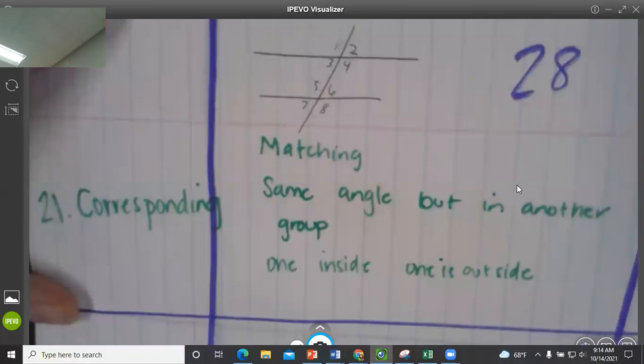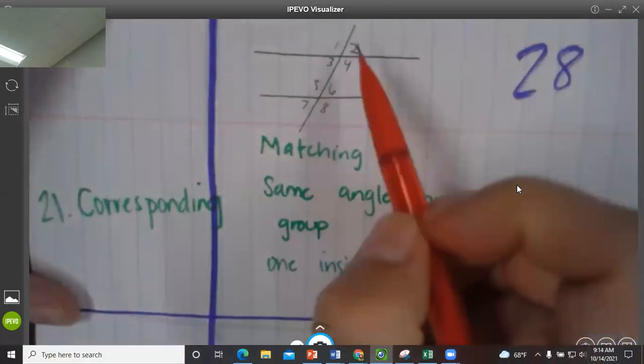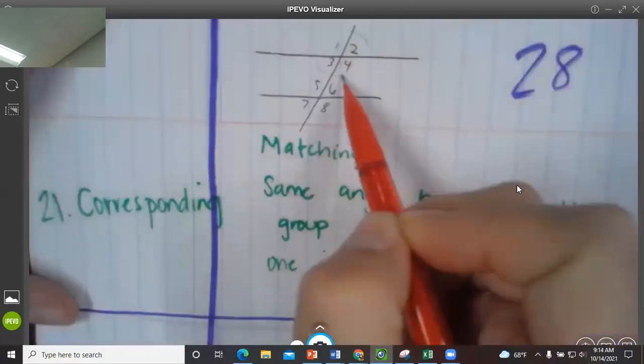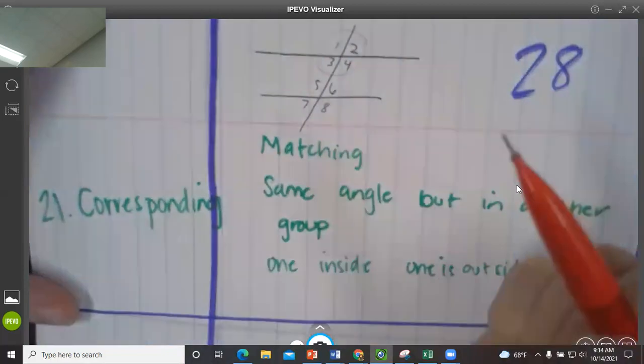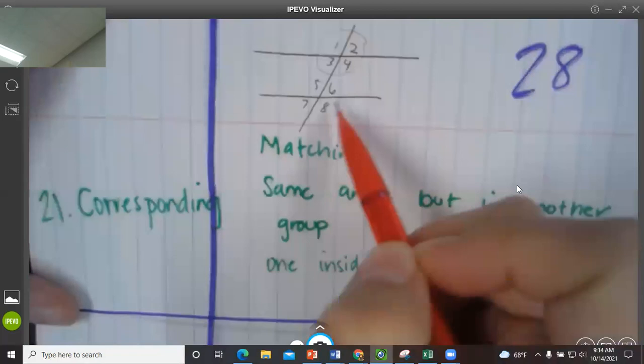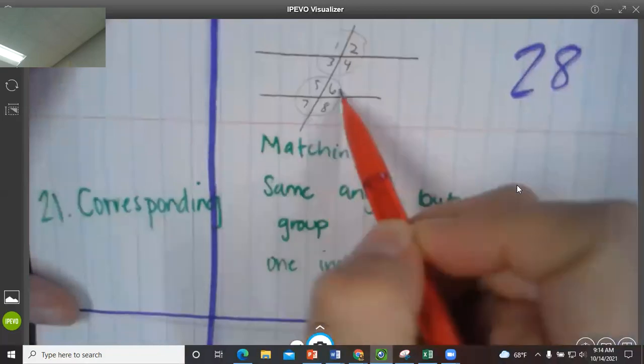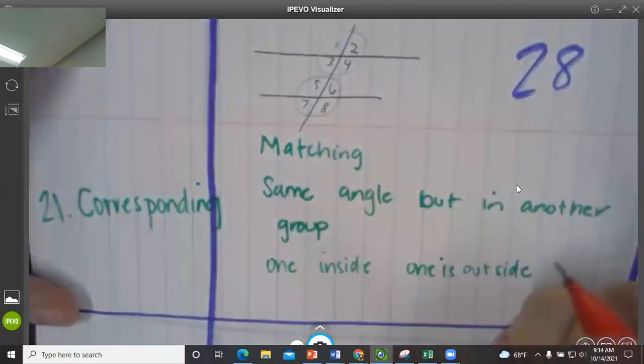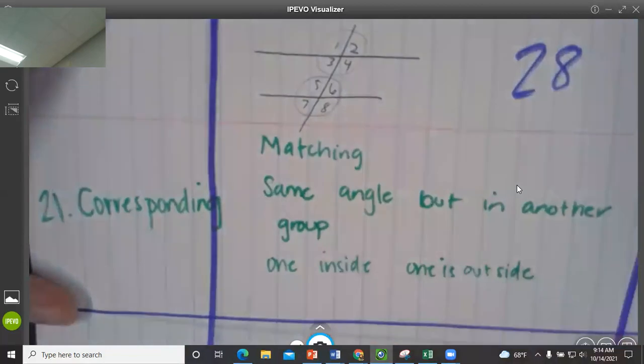All right, so in this first group, please circle the groups. Here's 1 through 4. They're on the same line. Here's the transversal, here's the first line. Here's the second group. Okay, so please circle the groups, and then we're gonna see which ones are matching.